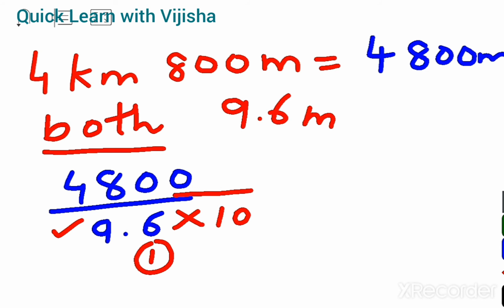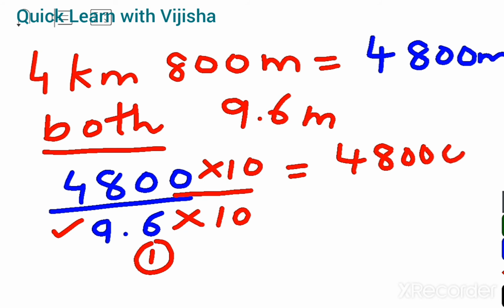Understanding, children? In the previous videos we have learned these topics. Do check that video also. Now let's see how to do this. Here also we will multiply with 10. So 4800 multiplied by 10 will give you 48,000, and 9.6 multiplied by 10, no need to multiply it separately, will give you the answer as 96. The decimal will get removed.